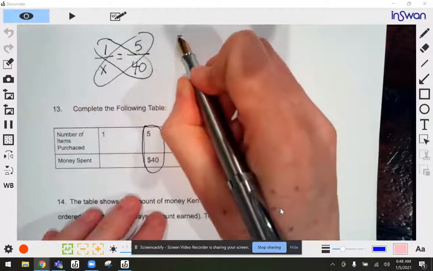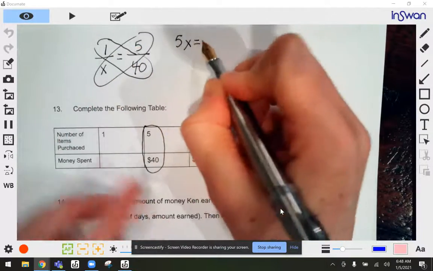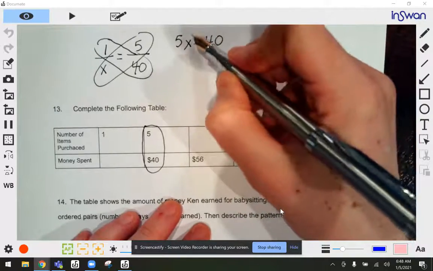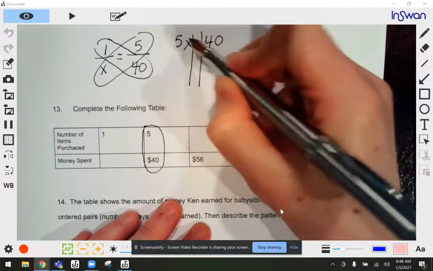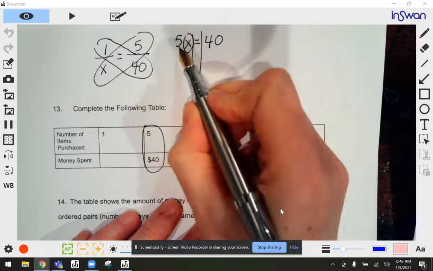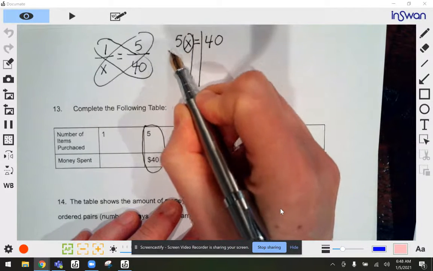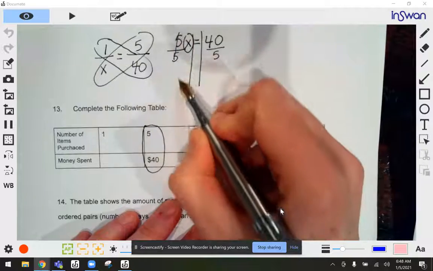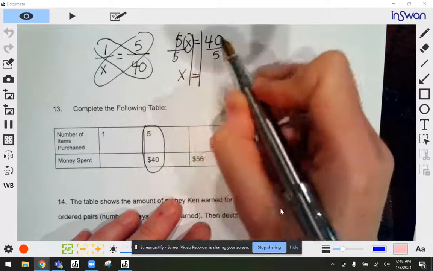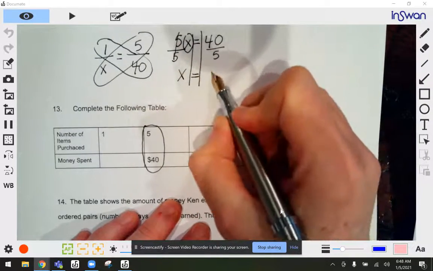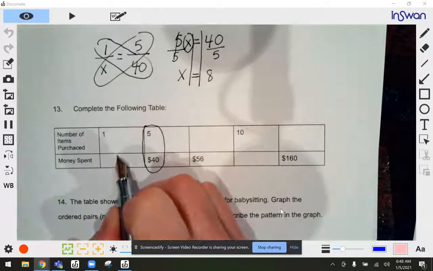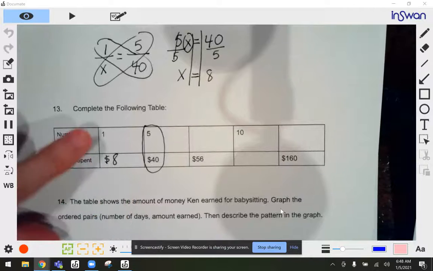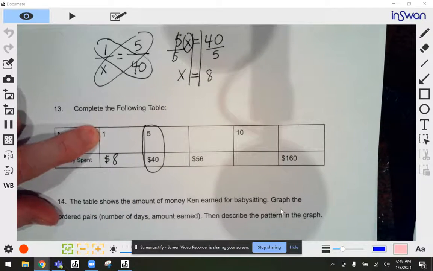5 times x is 5x, and 1 times 40 is 40. Remember, you can draw your little dividers, circle your variable, and remember to get rid of this, you need to do the inverse operation. So I'm going to divide by 5. So that means x equals 40 divided by 5, which is 8. Okay, so the money spent for 1 is $8. Now because this has a 1 here, that's our unit rate.